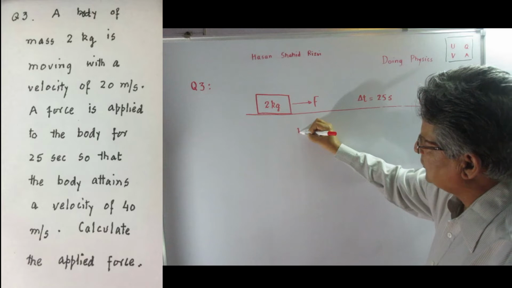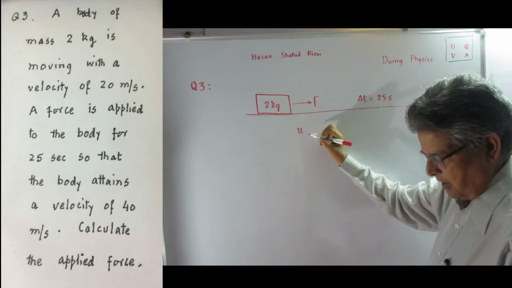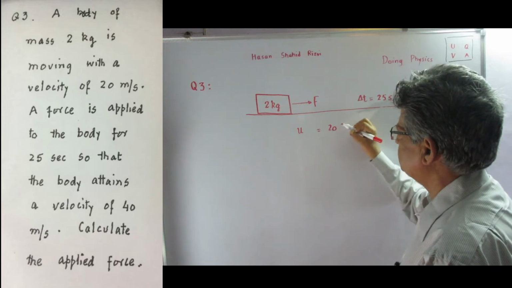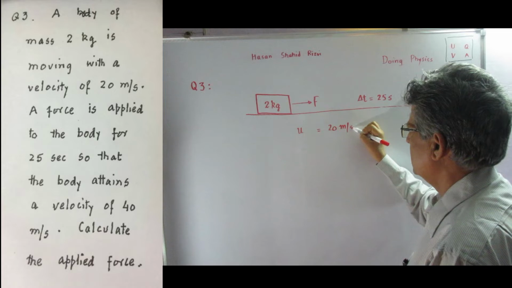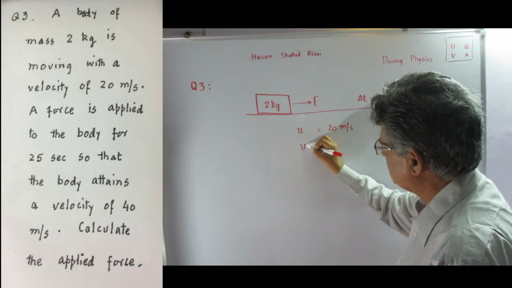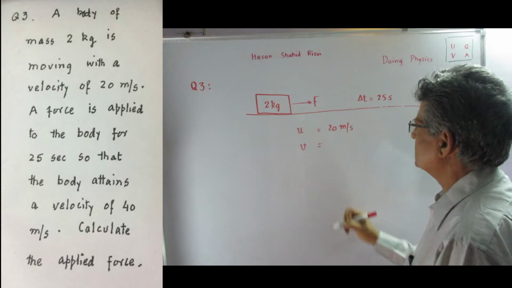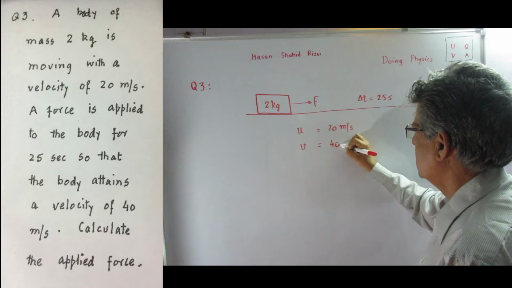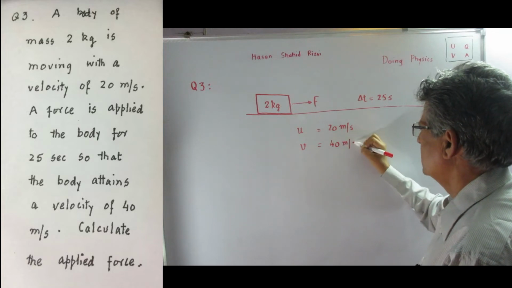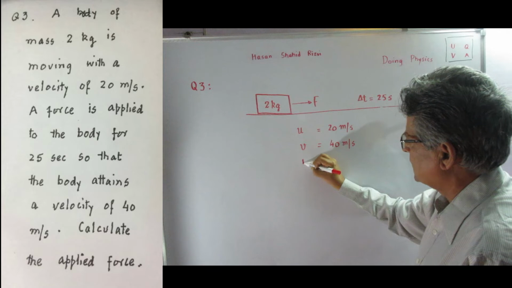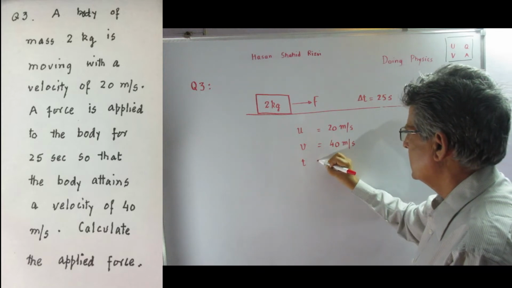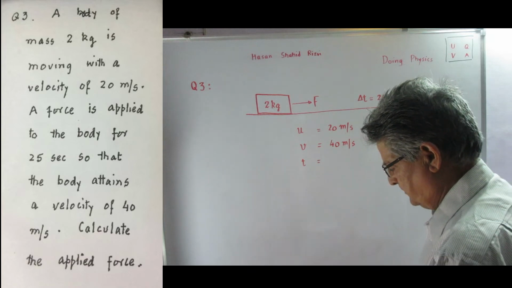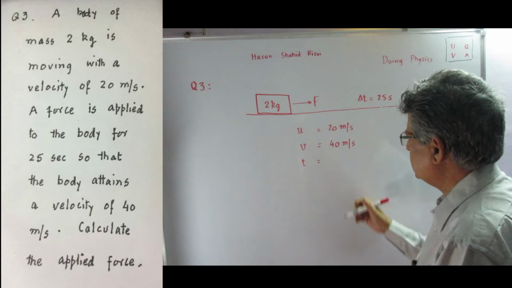Now the initial velocity u is stated to be 20 meters per second, and v is also given to us, v is equal to 40 meters per second. The time is also given to us: t is equal to 25 seconds.